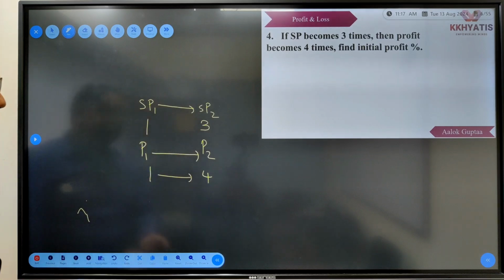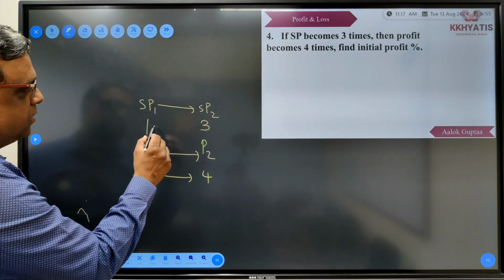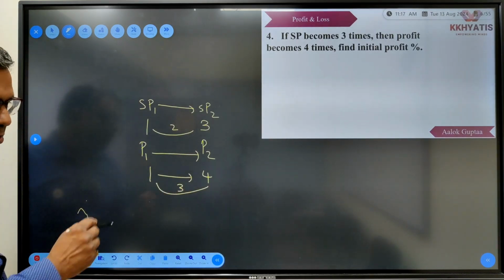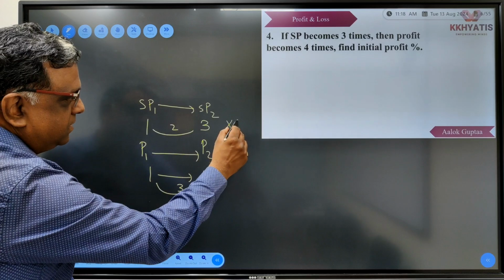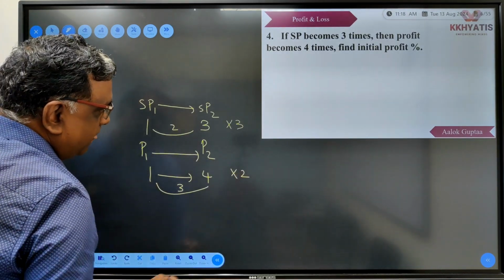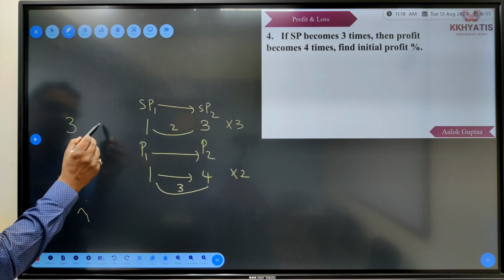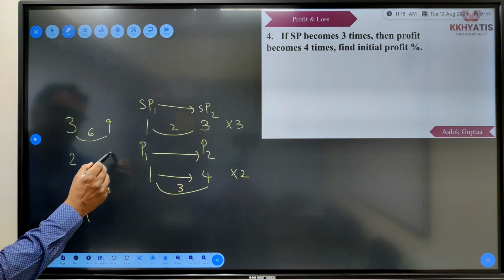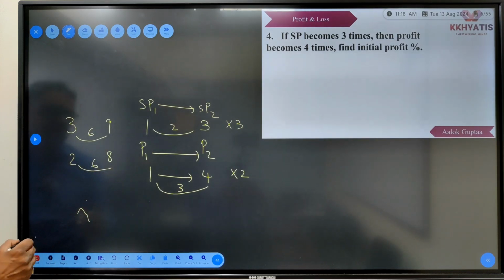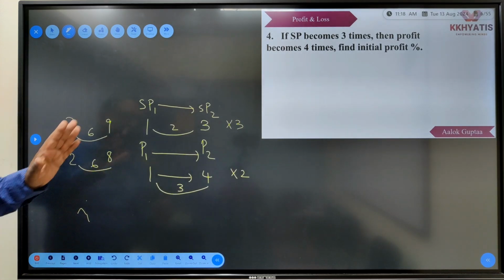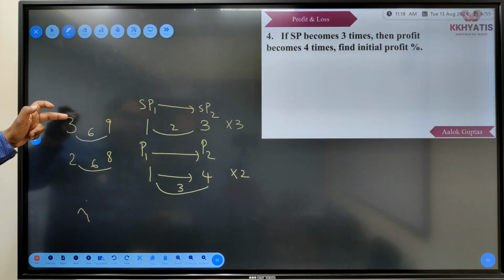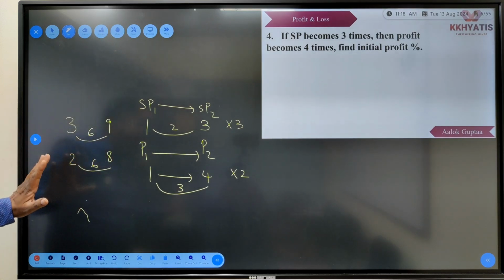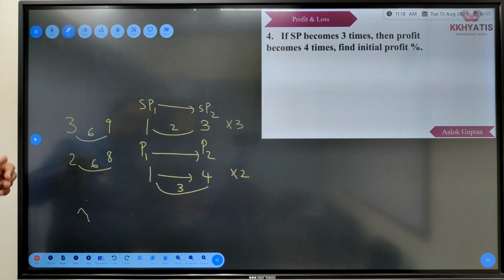Right? Because both of them have caused the effect in both. So here the difference is 2 and here the difference is 3. So what should I do? I should make both the differences the same. So I'll multiply this ratio by 3 and this ratio by 2. This ratio will now become 3 and 9, so the difference would be 6, and this ratio would be 2 and 8. So now the difference would be 6. Now whatever I have in the sum, selling price has become 3 times, profit has become 4 times, and the difference between these two has also become the same. Now I can calculate my initial profit percent.